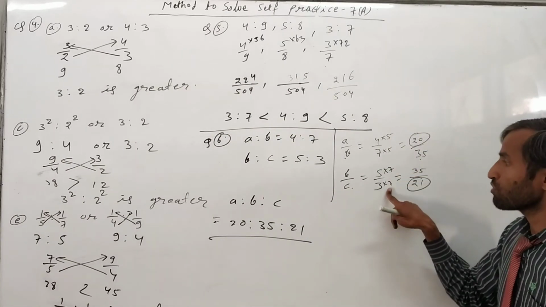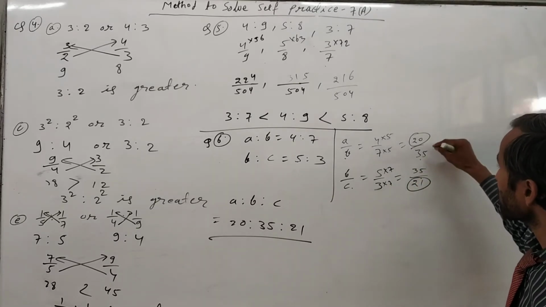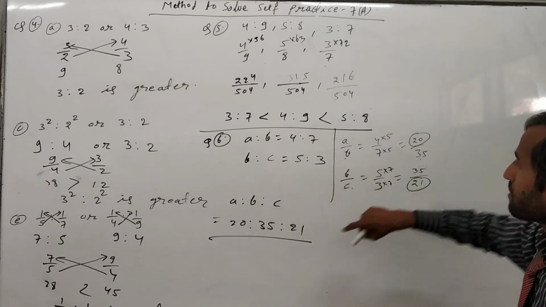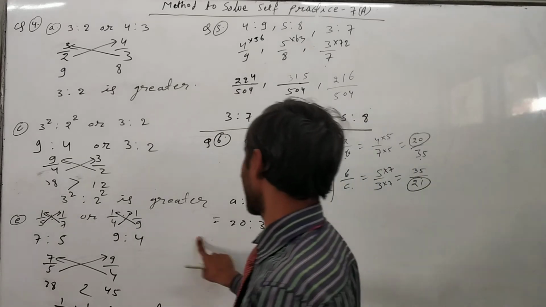Same process you have to do in this part also. Then the same value will come. Then you can take that same value in place of A, B, C. Then this is the final answer.